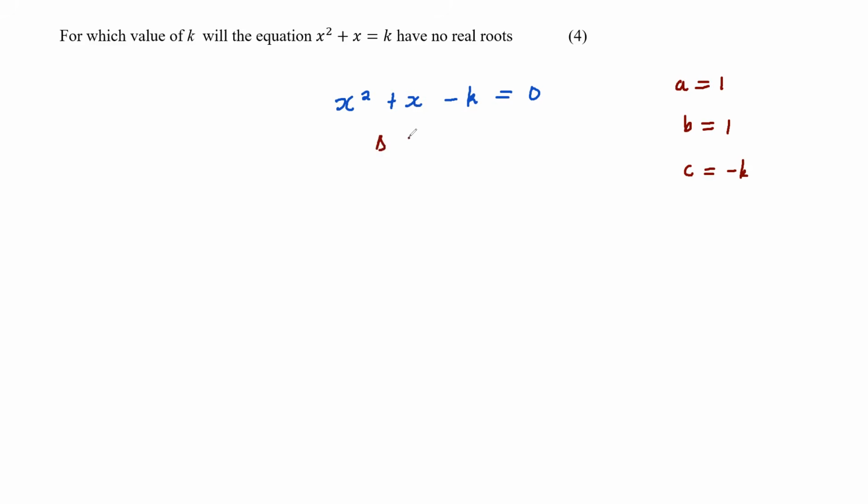Non-real, discriminant less than 0. b squared minus 4ac, which basically is 1 squared minus 4 times 1 times c, minus k, less than 0. So eventually this becomes 1 plus 4k less than 0, then 4k less than -1. So k is less than -1/4. So for all values of k less than -1/4, the roots eventually become non-real. So this is what basically you have to do throughout to be able to get these questions right.